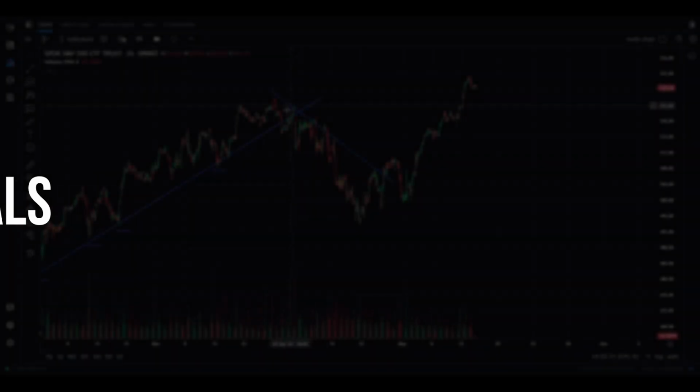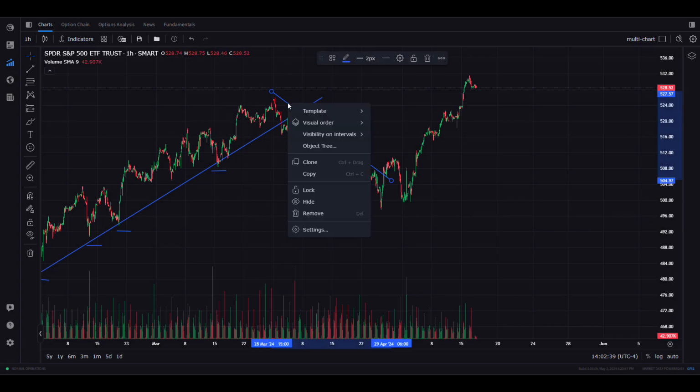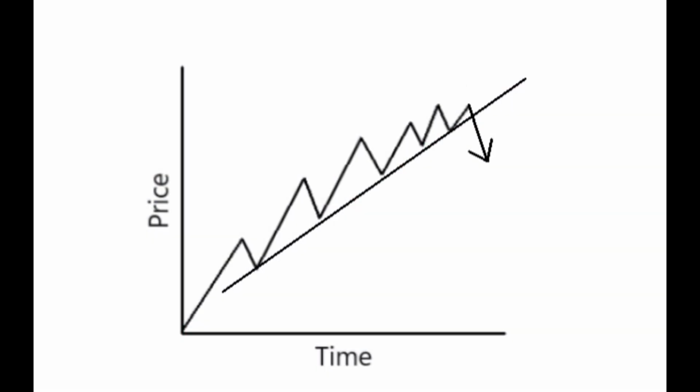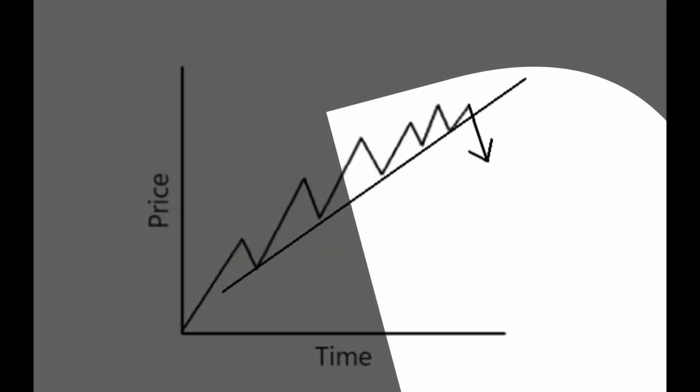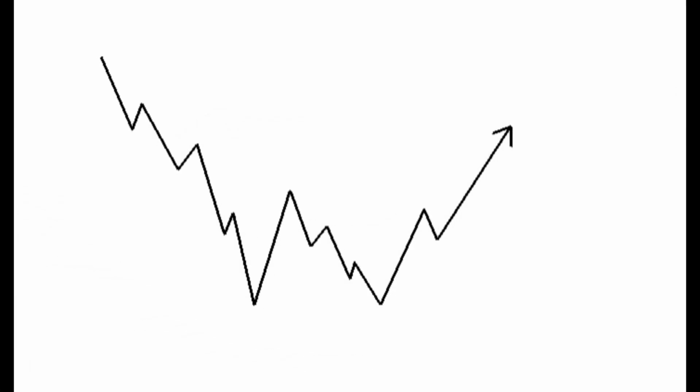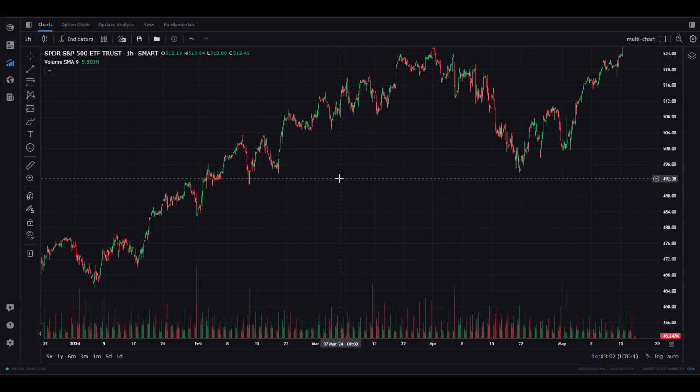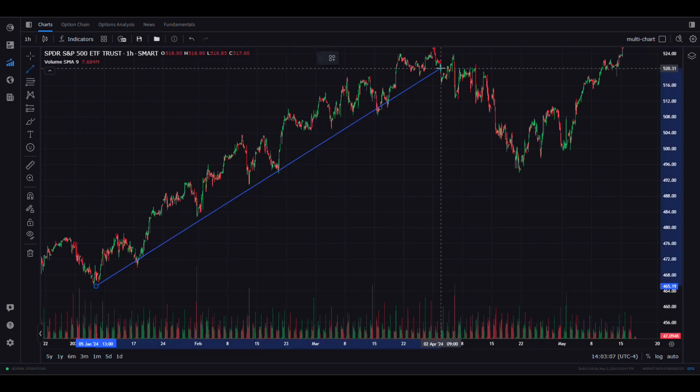Trend reversals. Breakouts or breakdowns of trend lines can signal potential trend reversals, providing opportunities for traders to adjust their positions accordingly. In financial markets, trends don't last forever. Trend reversals occur when the direction of the trend changes from upward to downward, a bearish reversal, or from downward to upward, a bullish reversal. Identifying these reversals is crucial for traders as they present opportunities to adjust their positions and capitalize on new market directions. Trend lines are invaluable tools for spotting potential trend reversals.